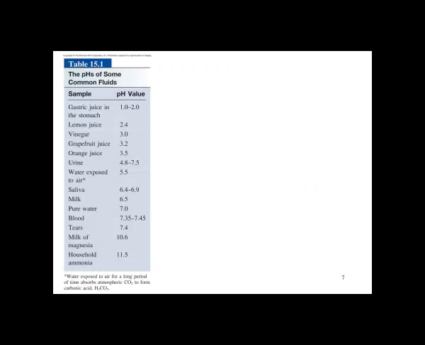Here is a pH table of some common fluids. Notice that stomach juices are 1 to 2 in value of pH. Saliva 6.4 to 6.9, blood about 7.3, and household ammonia, which is very basic, is 11.5.